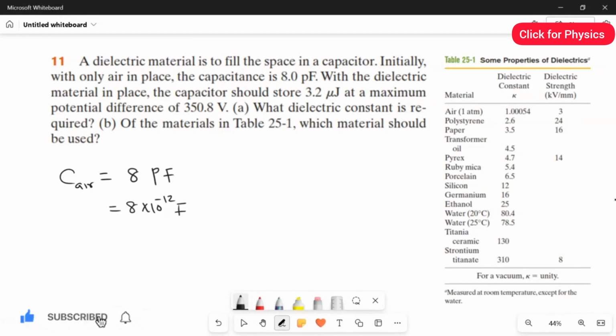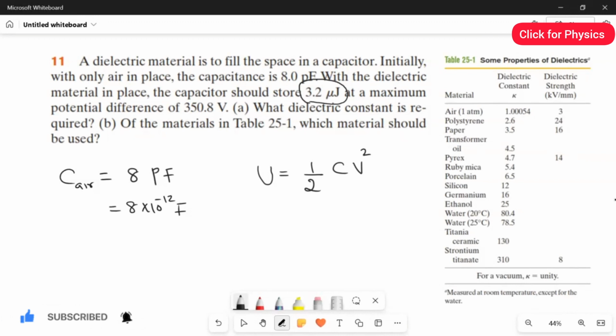Now we have to find the dielectric constant, and for that we have to use a formula we already studied. Here we are going to use the energy, because the question gives the value of the energy stored in the capacitor, 3.2 microjoule. So we take the formula for the energy stored in a capacitor: U equals half multiplied by the capacitance multiplied by the potential square.